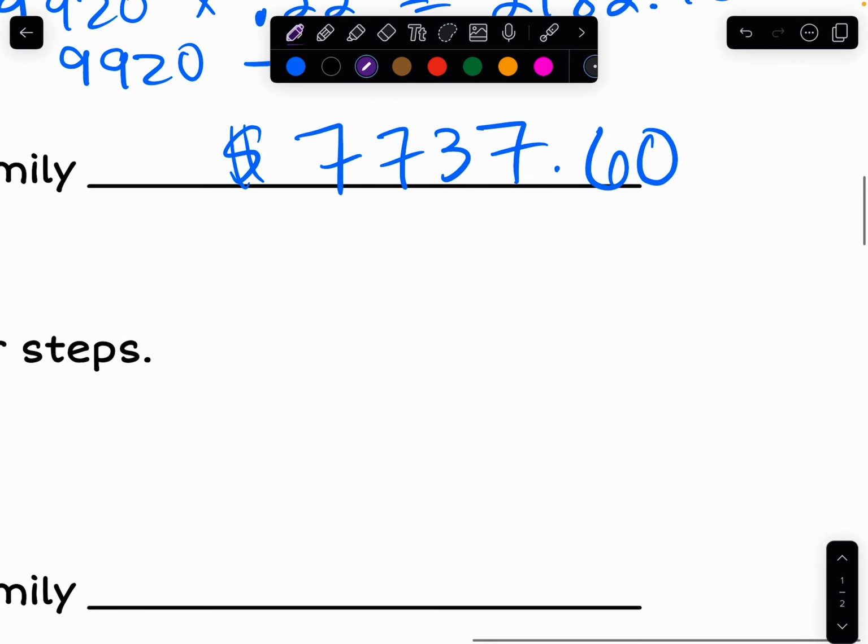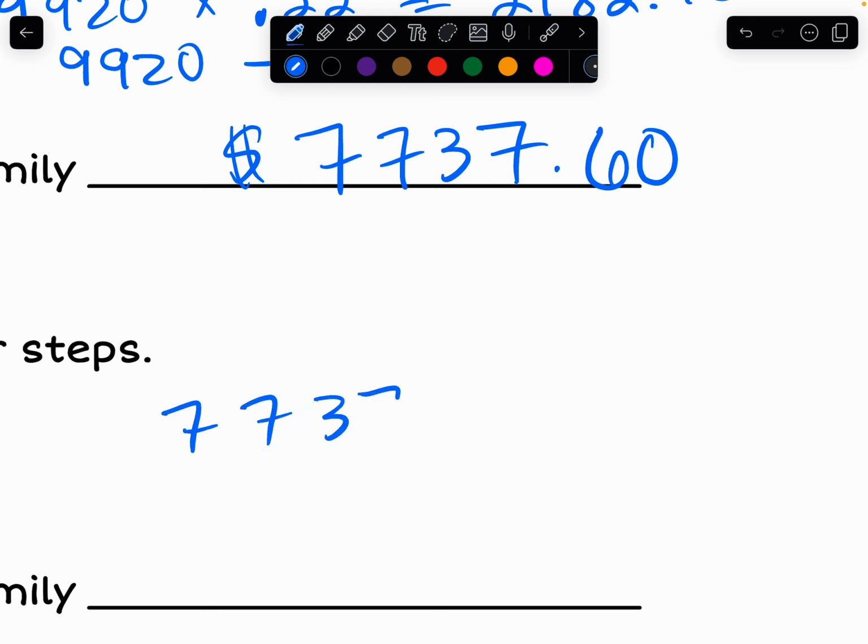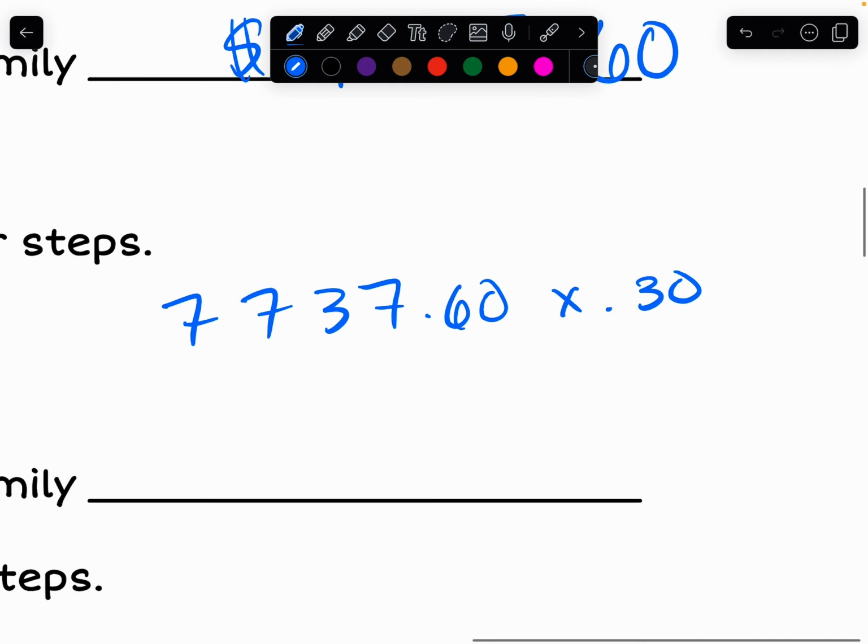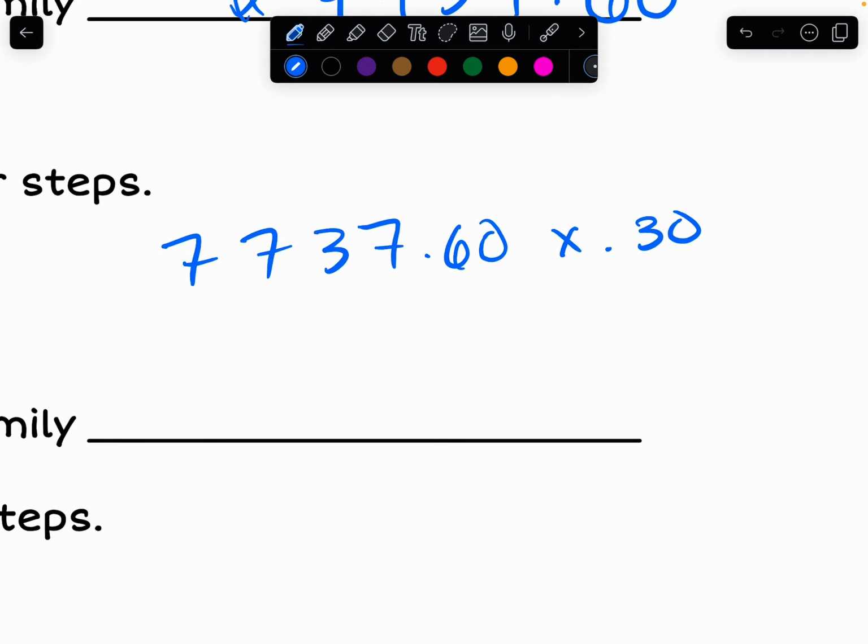Over here, I'm going to take my $7,737.60 and multiply that by 30%. 7,737.60 times 30% is going to get me 2,321.28.